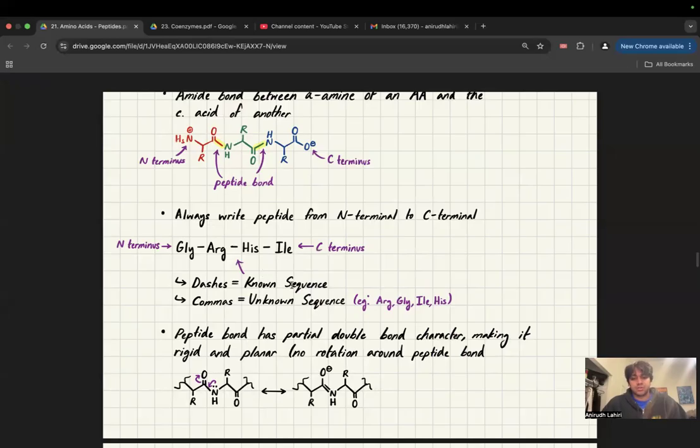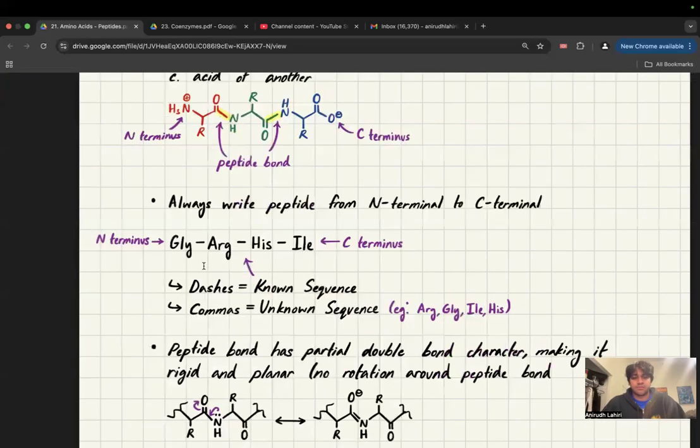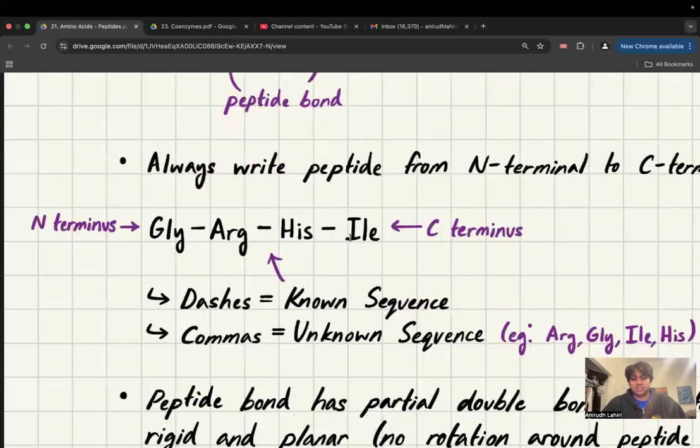Dashes equal the known sequence, commas equal unknown sequence, right? So if you're given glycine dash arginine dash histidine slash ILE, this is the order. If you were given a mix of these, you don't know the order.